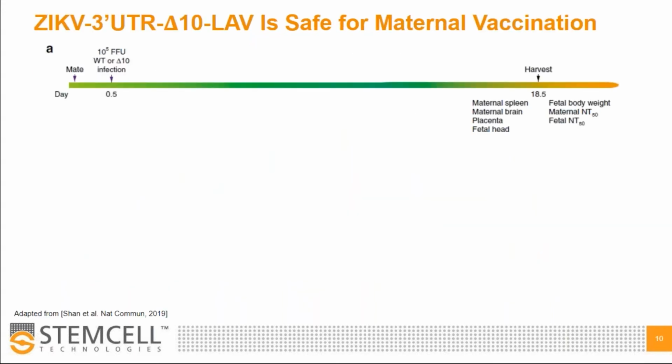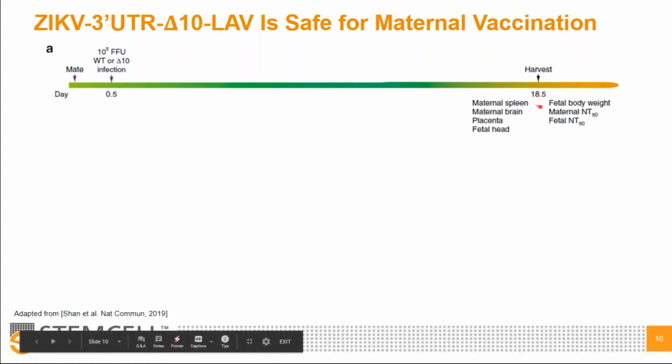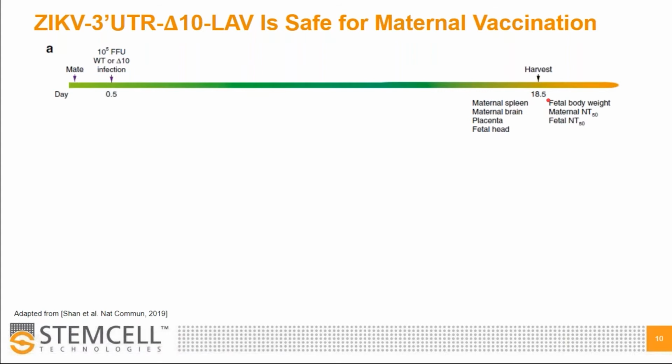In the first experiment, the authors wanted to investigate whether the delta 10 vaccine is safe for maternal vaccination. And for this purpose, they mated female mice with male mice, and on embryonic day 0.5, they infected the mice with wild-type Zika virus or the delta 10 vaccine. And then on E18.5, they harvested maternal and fetal tissues and looked at the viral load, the fetal body weight, and the maternal and fetal neutralizing antibody titers.